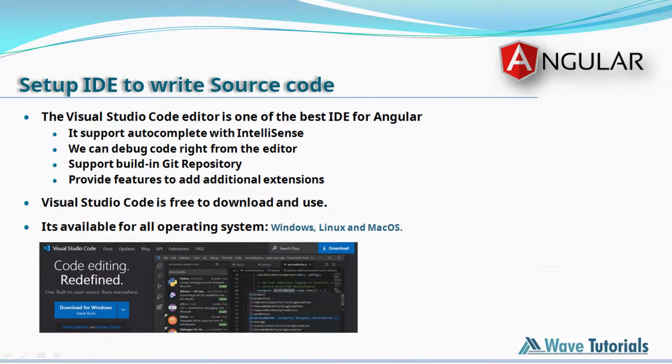To write our source code, we need a source code editor. So the Visual Studio Code editor is one of the best IDEs for AngularJS applications. It supports autocomplete with IntelliSense. We can debug our code right from the editor. It supports a built-in Git repository, and it also provides features to add additional extensions. Visual Studio Code is free to use and download. You can download it for any of your operating systems, whether it's Windows, Linux, or Mac.